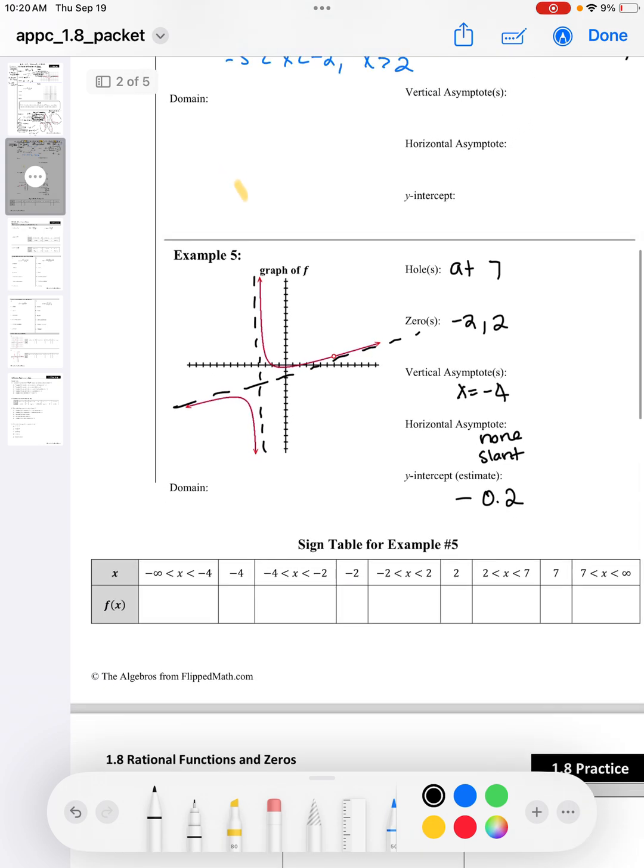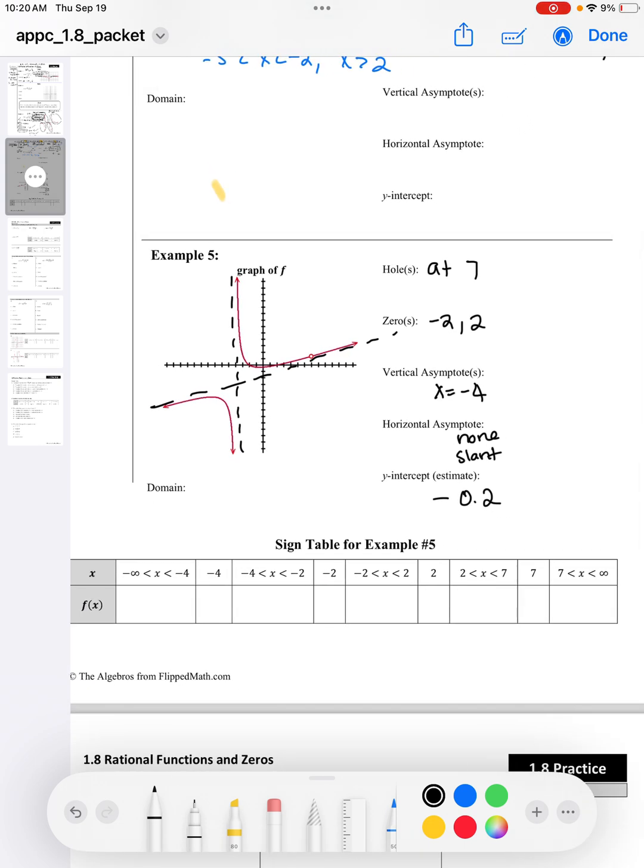Okay, so look at their table. Look what they have set up. They have -4, because what's happening at -4? That is a vertical asymptote, so does not exist. -2 is a 0, so that means it's a 0 there. 2 is a 0, so there's a 0 there. And at 7, there's a hole, so does not exist. And then they just set up every single interval in between.